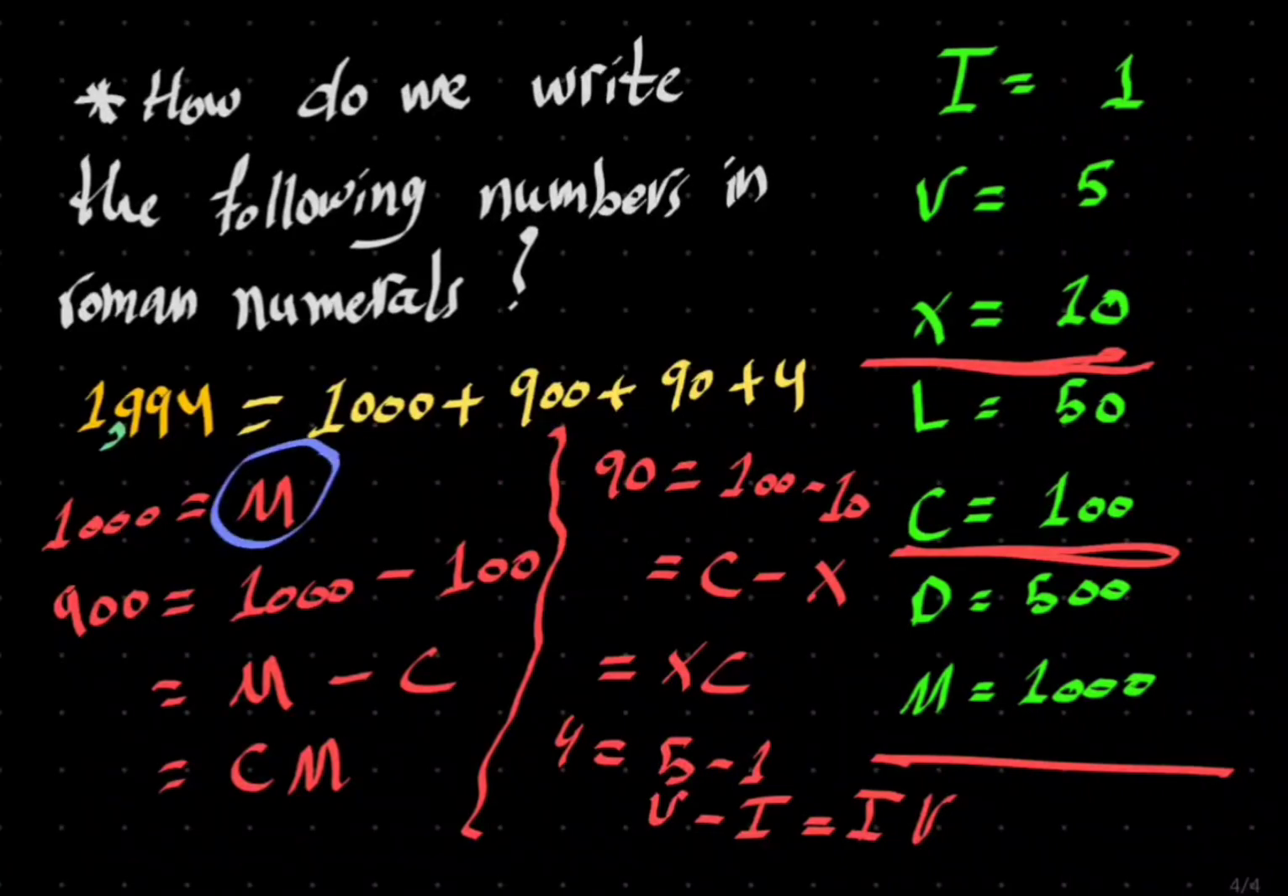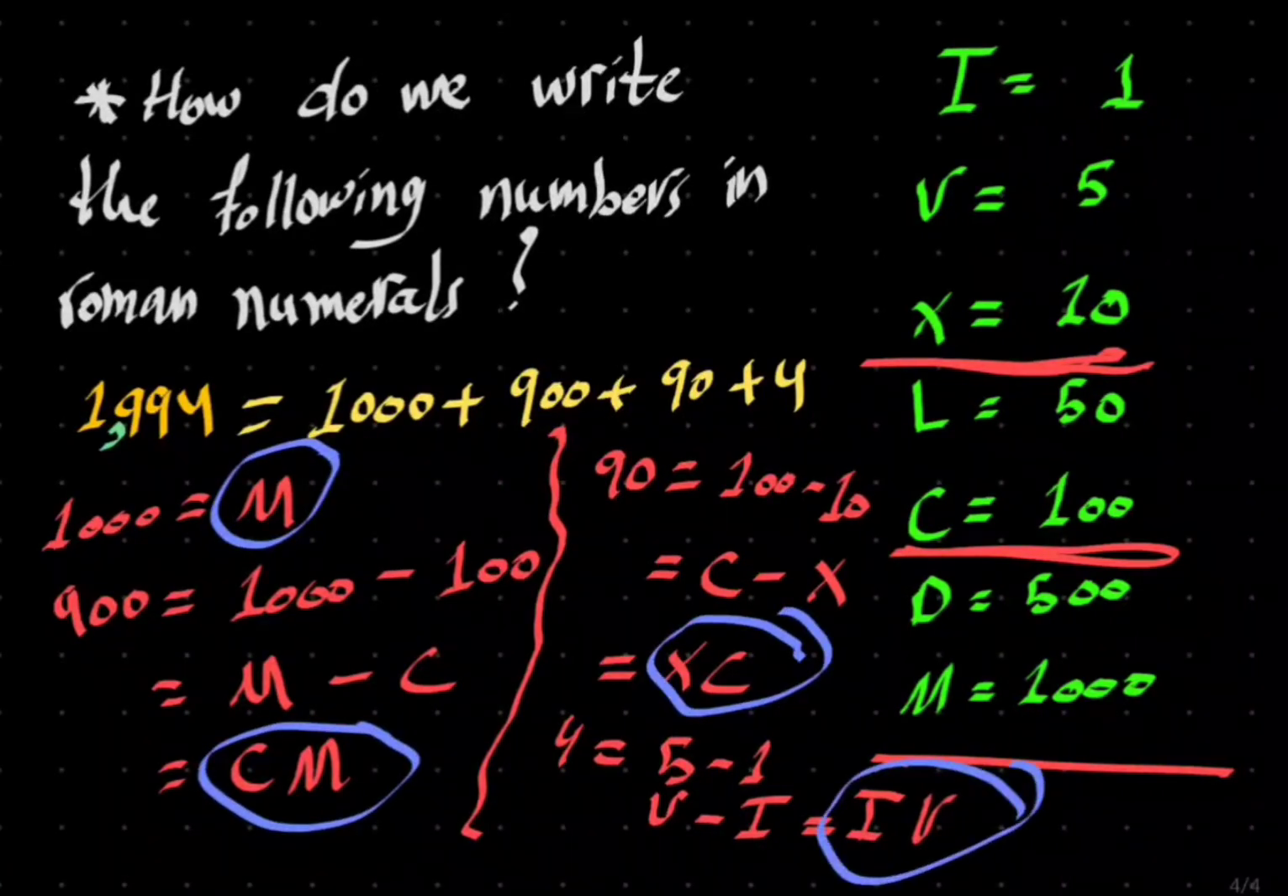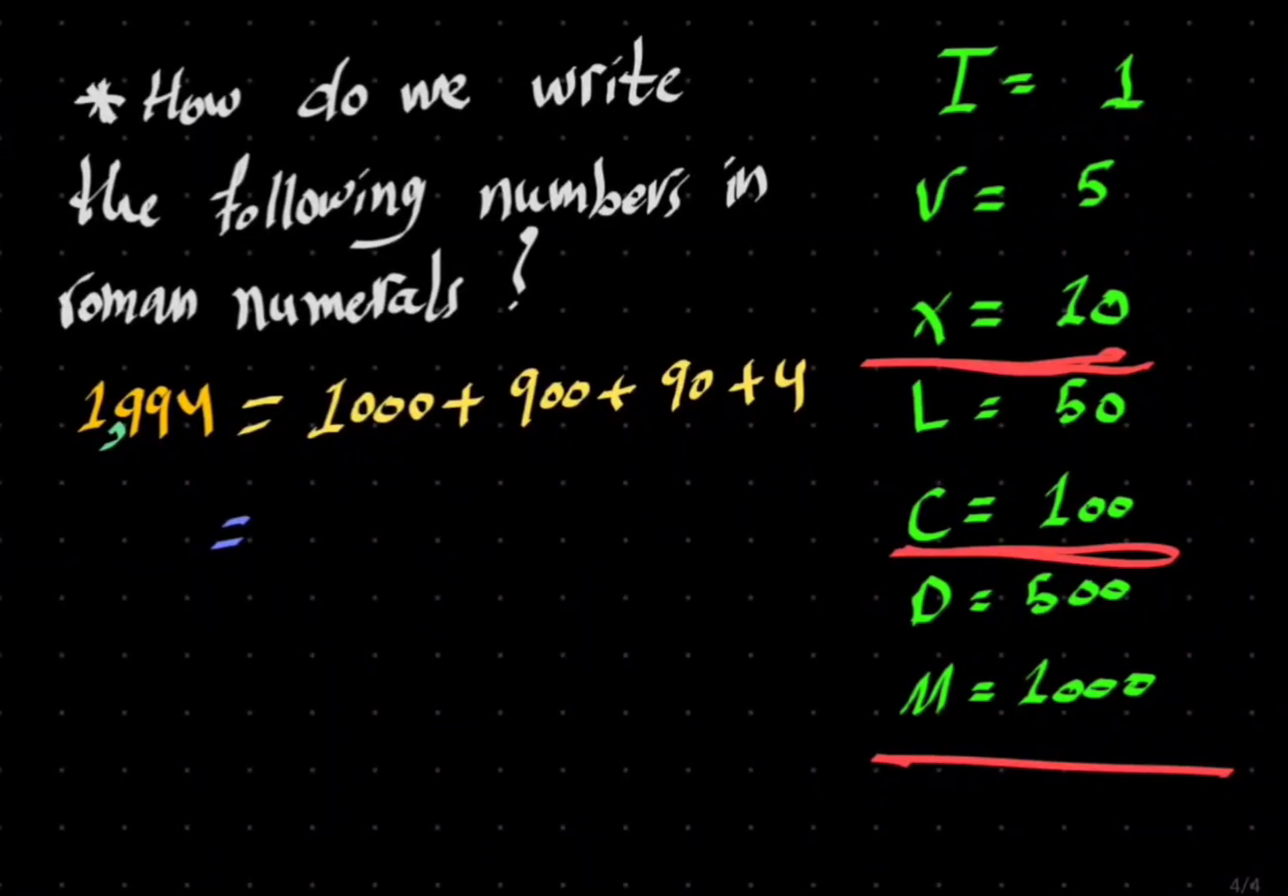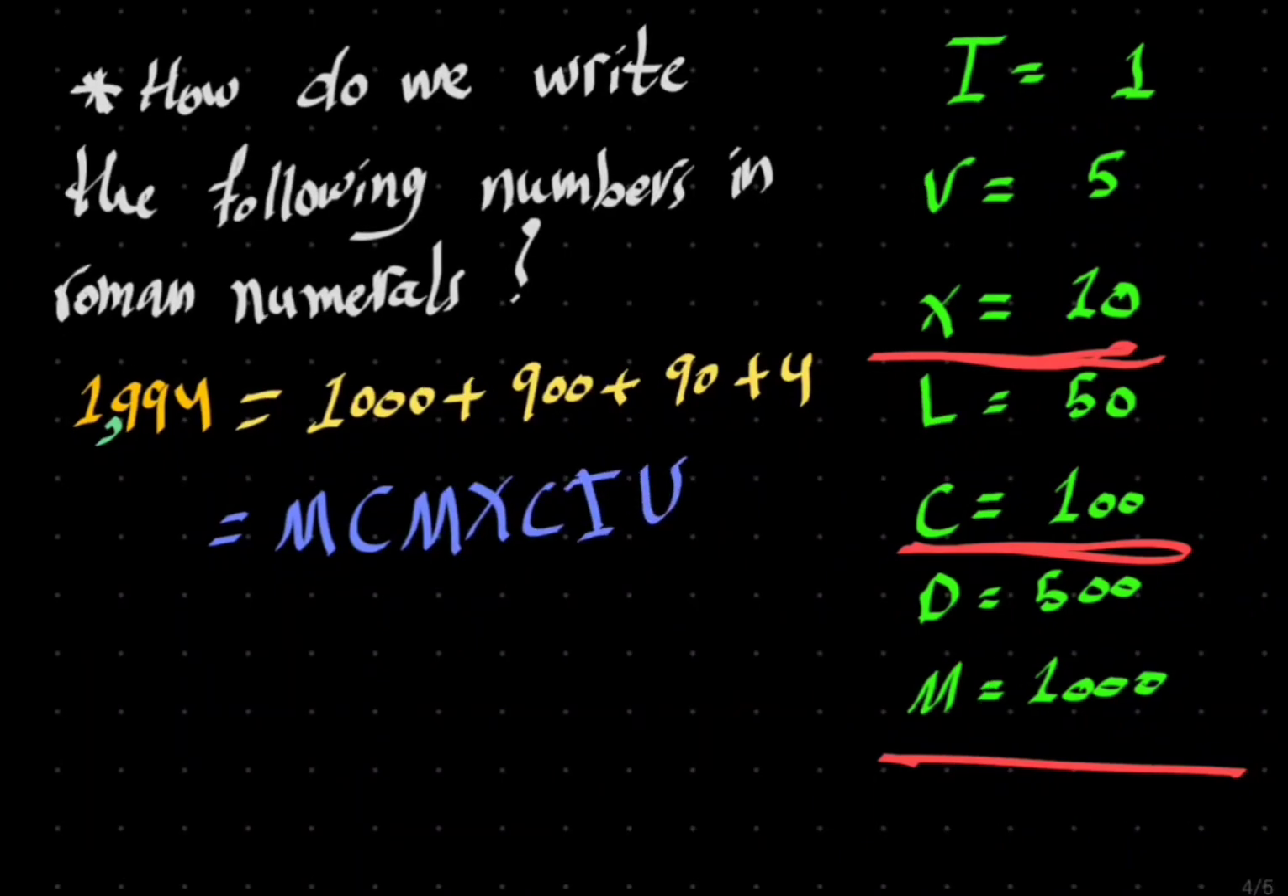Now let's take CM, XC, IV. So this final answer equals CM, XC, IV. See the pattern? Break the number into chunks, convert each chunk, stack them together.